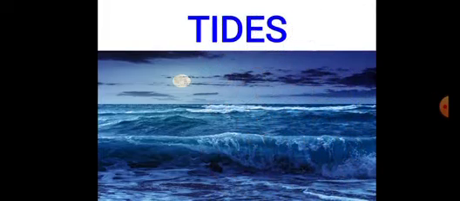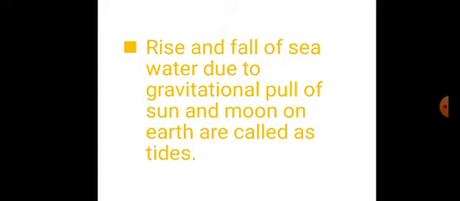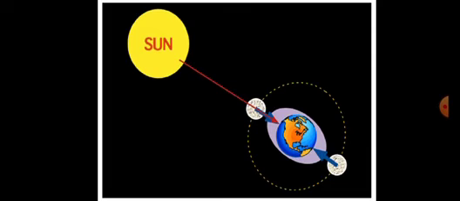So, what is meant by ocean tides? The rise and fall of sea water due to the gravitational pull of the sun and moon on earth are called ocean tides. So what does it mean? The combined effects of the gravitational forces exerted by the moon and the sun and the rotation of the earth. So what is meant by gravitational force?